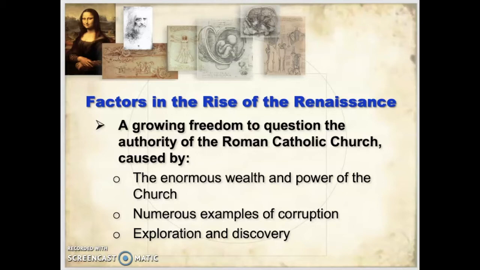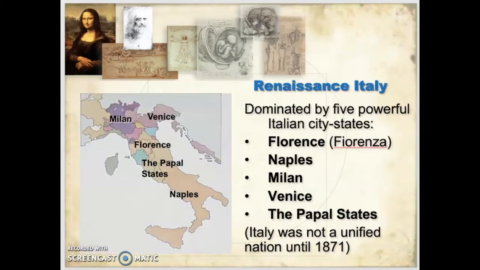And in some aspects, that wider world had some things to offer. All of these things were factors in the rise of the Renaissance. Let's look at Renaissance Italy. Italy was the beginning place of the Renaissance. And you can see that Italy did not exist as a unified country. In fact, it was not unified until 1871.